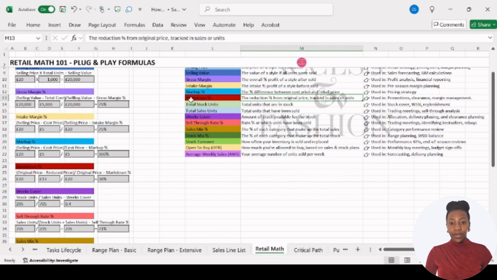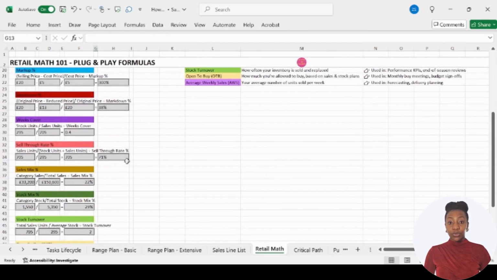With markdown, it goes down to that price and it stays at that price until the end of the line. And that's used in promotions, clearance, margin management, right? So the formula for that is your original price minus your reduced price divided by your original price.